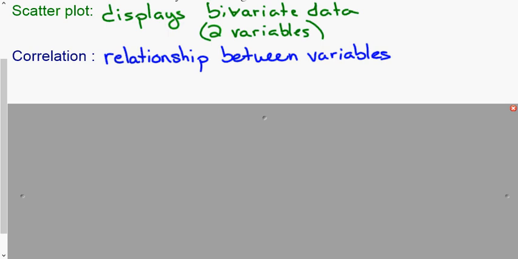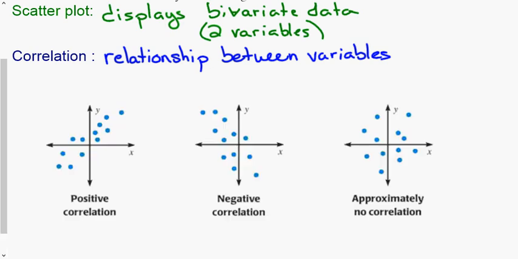And one thing to note, correlation does not mean causation. We'll get into a little bit of that in class, but there are three basic types of correlation. If the points are generally going in an upward trend, we say there's a positive correlation. As x is getting bigger, y is getting bigger. If x is getting bigger and y is getting smaller, we say there's a negative correlation.